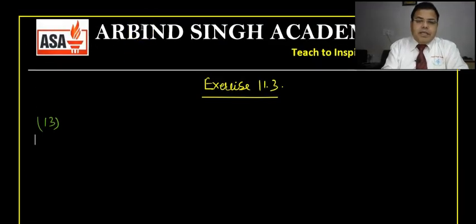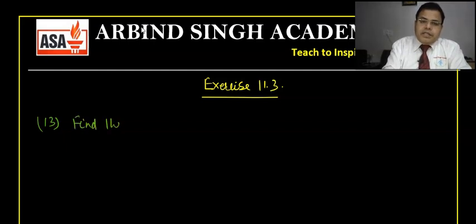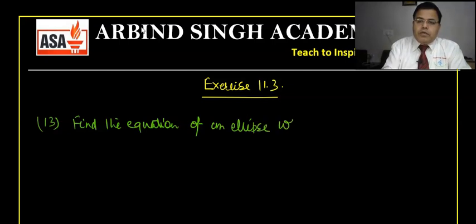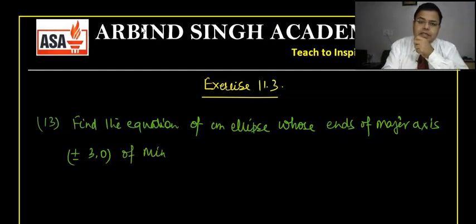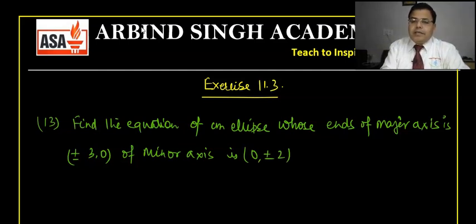So in question number 13, it is given: find the equation of ellipse whose ends of major axis are plus minus 3, 0, and of minor axis are 0, comma plus minus 2. So clearly the y axis is the minor axis and the x axis is the major axis, and we have to find the equation of ellipse.